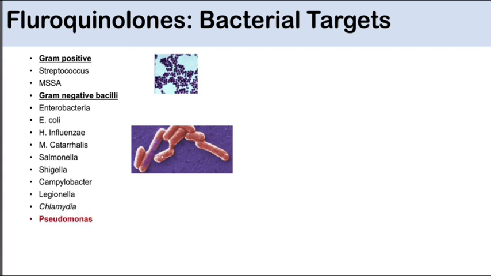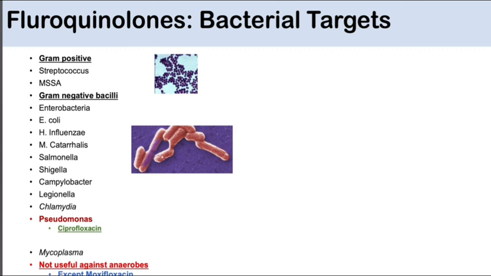Chlamydia, and Pseudomonas, in particular ciprofloxacin. So for pseudomonal coverage, we use ciprofloxacin out of all of the fluoroquinolones. They also have some activity against Mycoplasma bacteria as well, but they are not very useful against anaerobes, except in the case of moxifloxacin. And remember, I mentioned that moxifloxacin is a fourth generation fluoroquinolone.